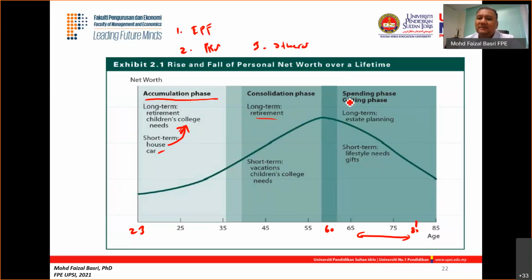then kita masuk dalam the third phase, which is spending and gifting. So this is where you learn about estate planning. Okay, perasan ada estate planning eh? So this is where you can set up your will, wasiat, so that you know where your wealth will be distributed later on. Okay, so this is the whole structure ataupun the whole process of investor, individual from the day they start working until the day they retire and until the day they die lah basically, sampai umur 80. Okay, yeah.